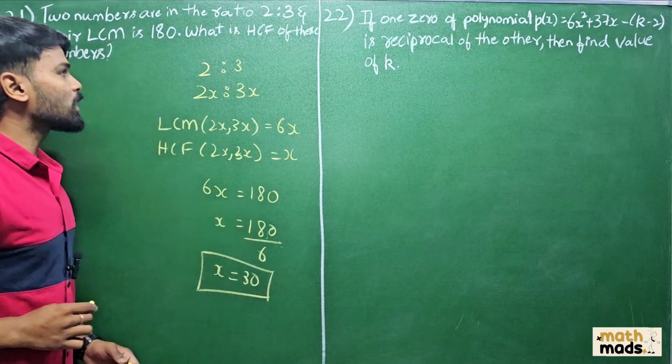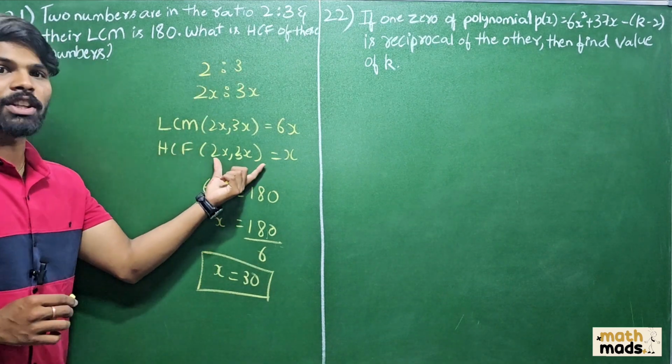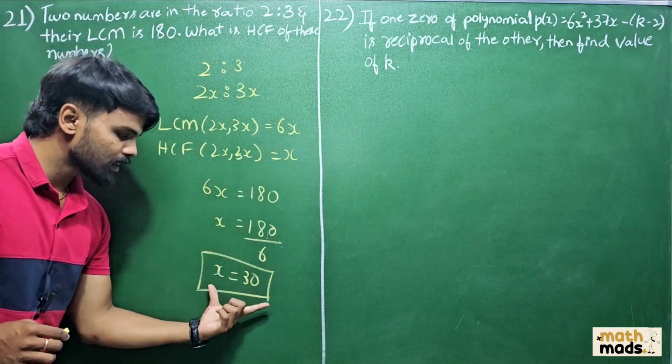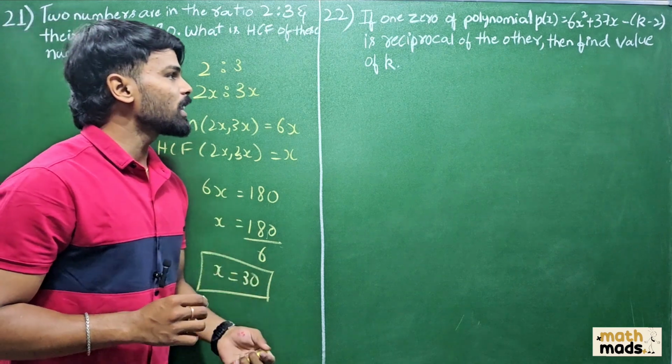Now, what did we have to find? We had to find the HCF of these numbers. If you can see here, the HCF of these two numbers is nothing but x, that is nothing but 30. Simple problem. Let's go on to the next question.